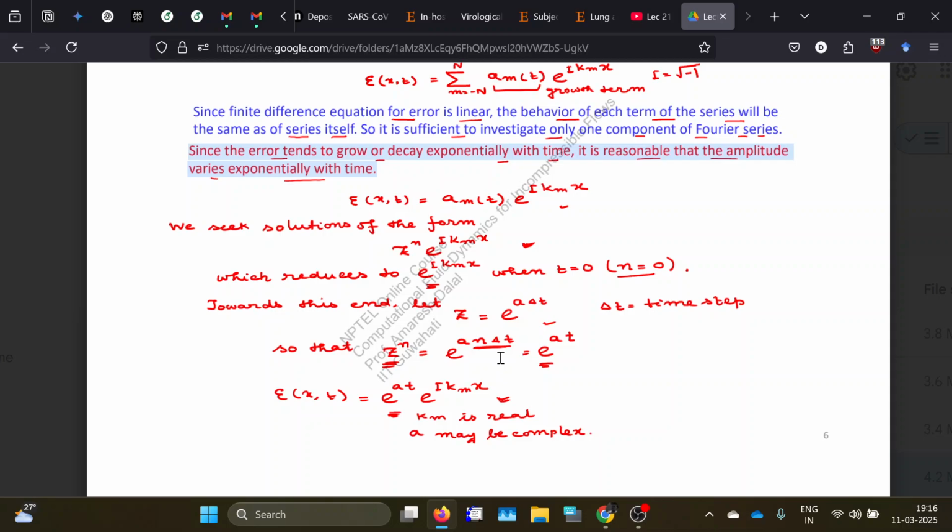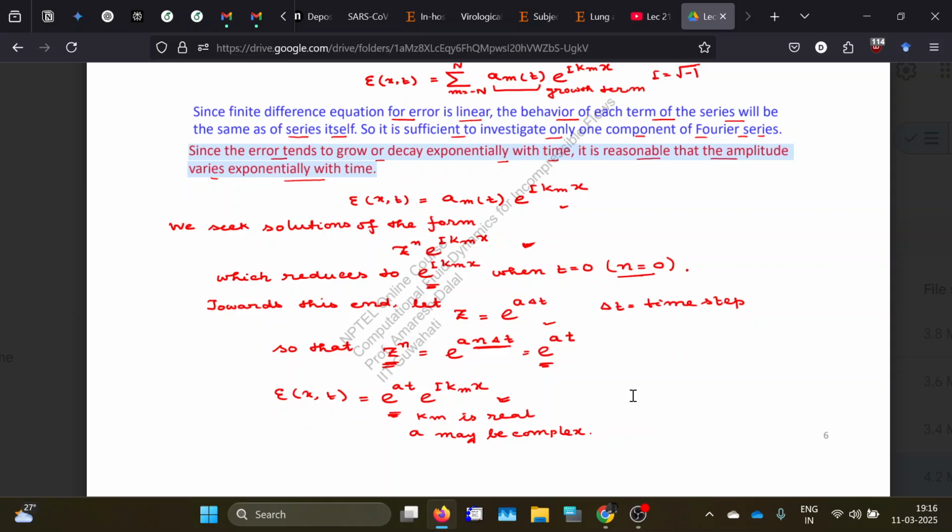Now the actual error is A e to the power iota k m x. Now this amplitude A again we are writing as z to the power n. Z to the power n is just an intermediate step. We are ultimately coming down to e to the power a n delta t. So we are expressing this amplitude term also as an exponential, because we are able to conclude that it is also going to change exponentially.